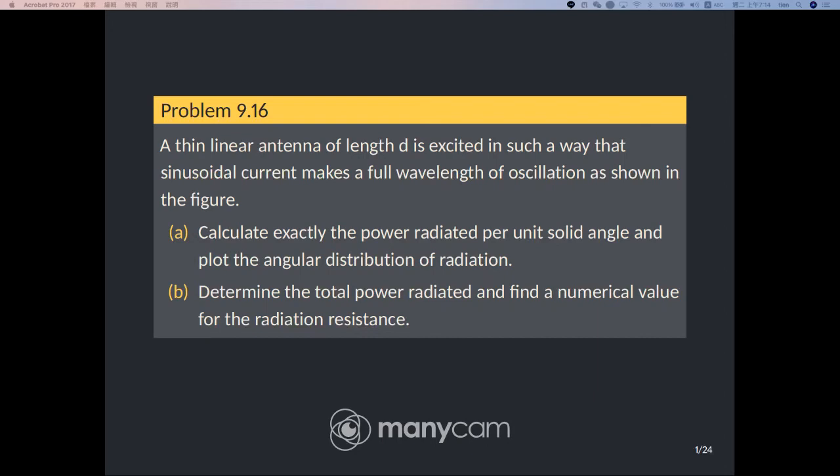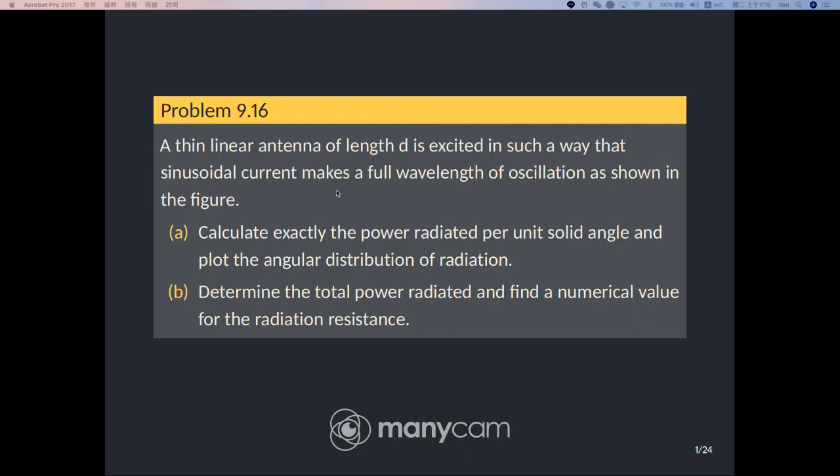Okay, today I will solve problem 9.16 and problem 9.17. For problem 9.16, a thin linear antenna of length d is excited in such a way that a sinusoidal current makes a full wavelength of oscillation, as shown in the figure.